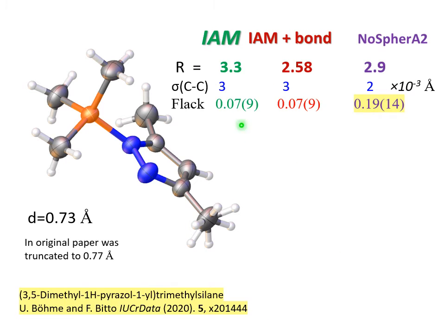If you just take a random structure from IUCr data, what will happen? We still have improvement in our model. Flack parameter is staying the same. Surprisingly, NoSpherA2 did not give sufficiently good data in this particular case, but otherwise, of course, it's a vast improvement. So it works for practically any random structure.